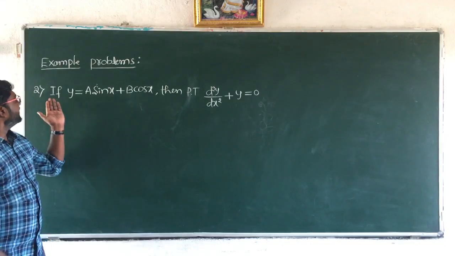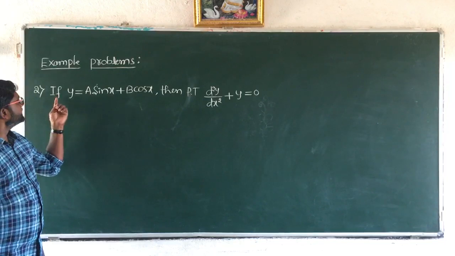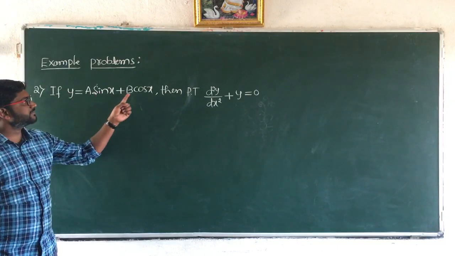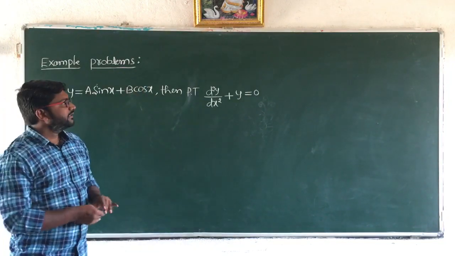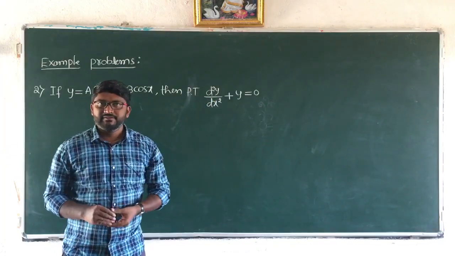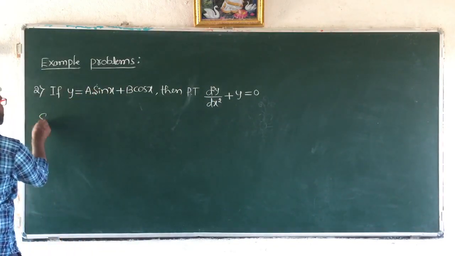Well, the next example problem is: if y equals a sin x plus b cos x, then prove that d square y by dx square plus y equals 0. So let us solve this.